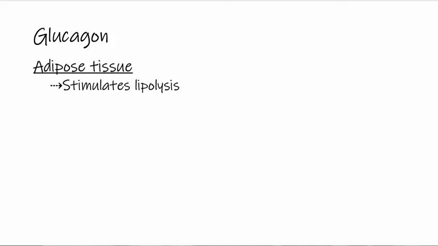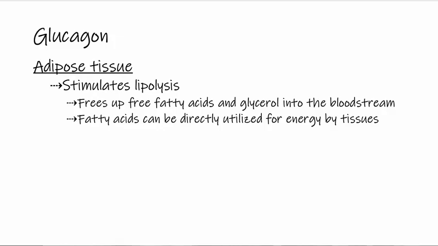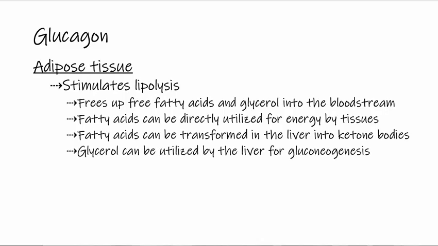In adipose tissue, glucagon stimulates lipolysis, or the breakdown of triglycerides. So from this, it frees up fatty acids and glycerol and releases those into the bloodstream. The fatty acids can be utilized directly by other tissues through processes like beta oxidation to create ATP, or they may be transported to the liver, and there they can undergo an additional process, which is the formation of ketone bodies. Glycerol, which is also freed up at the adipose tissue, can be utilized by the liver for gluconeogenesis.